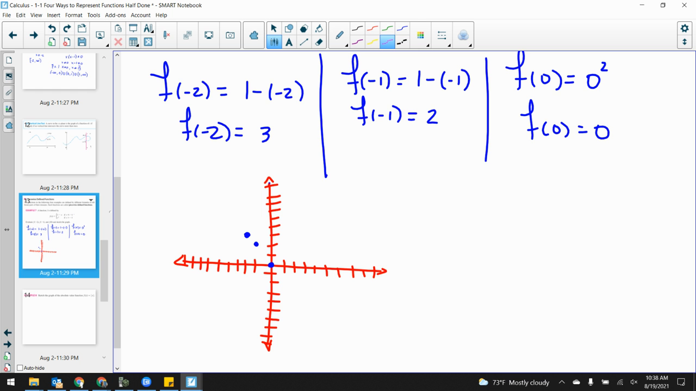I like to do this. I like to put a dotted line at the boundary. That's just a Mr. Laverick thing to do. That's not an actual piecewise function thing to do. That's just something that I like to do to remind myself that on the left side, it's going to look completely different on the right side.